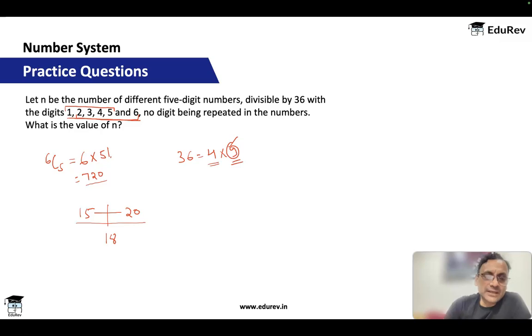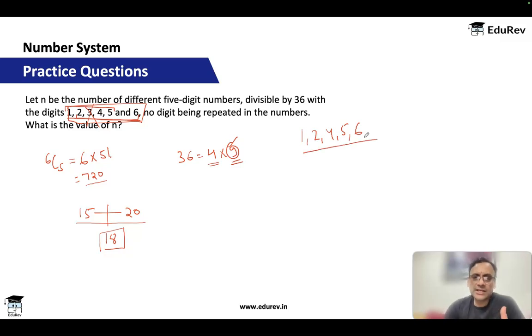Now for 18, if you take all these 6 numbers, they add up to 21, but you want a total of 18. That means the number 3 you should ignore. So my digits have to be 1, 2, 4, 5 and 6. This is the first step, which is applying the rule of 9. I want a total of 18. My 6 digits give me a total of 21. I need 18, so I have to subtract 3. That means 3 is the number that I should let go. So 1, 2, 4, 5, 6 are my digits.